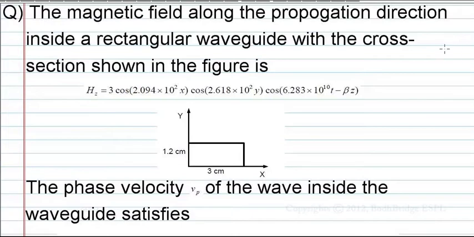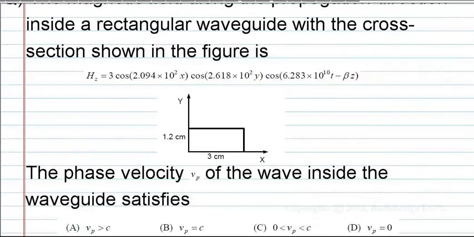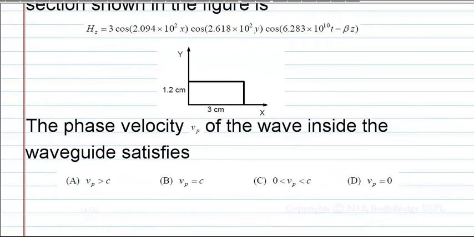The magnetic field along the propagation direction inside a rectangular waveguide with the cross section shown in the figure is Hz equal to 3 cos(2.094 × 10² x) cos(2.618 × 10² y) cos(6.283 × 10¹⁰ t − βz). The phase velocity Vp of the wave inside the waveguide satisfies: Vp greater than C, Vp equal to C, 0 less than Vp less than C, Vp equal to 0. Vp is the phase velocity.